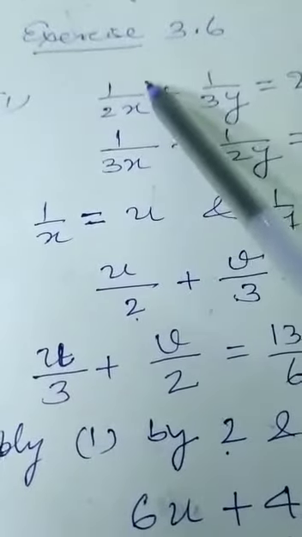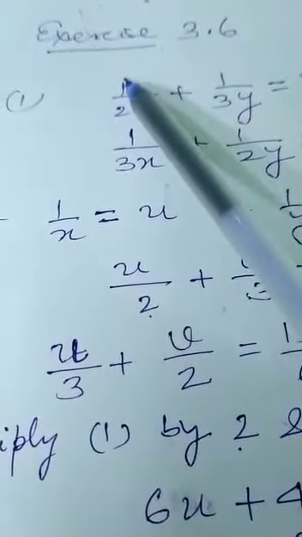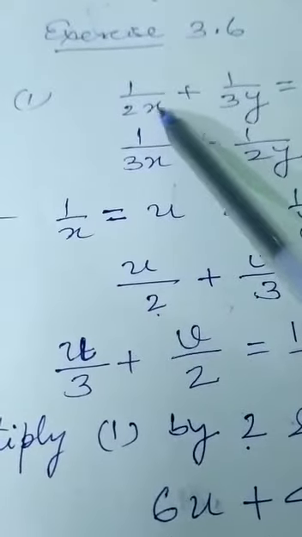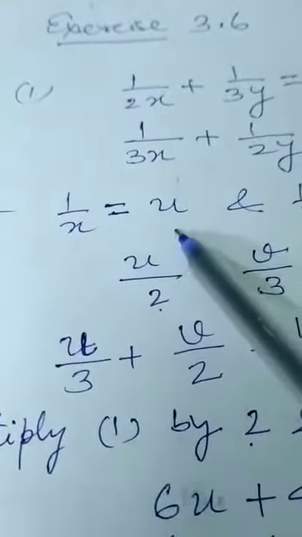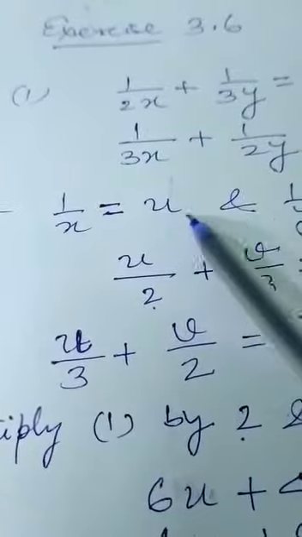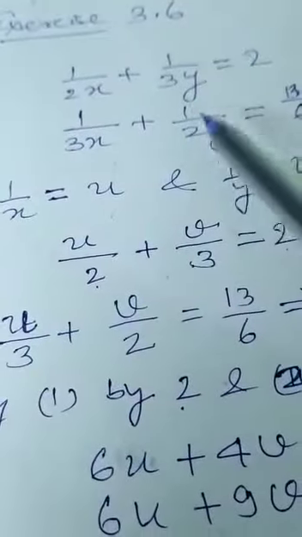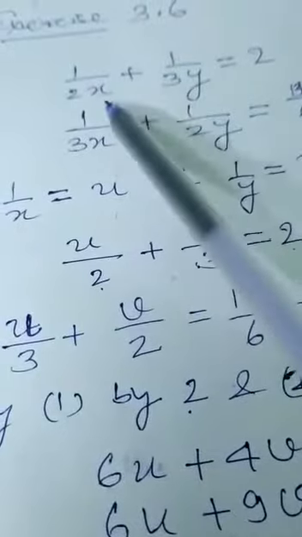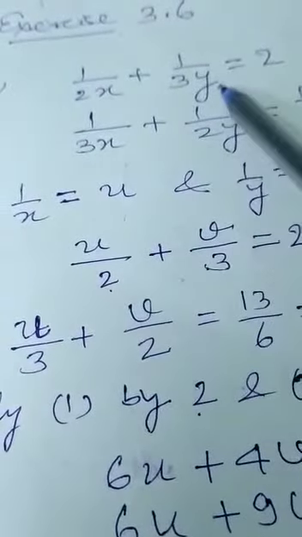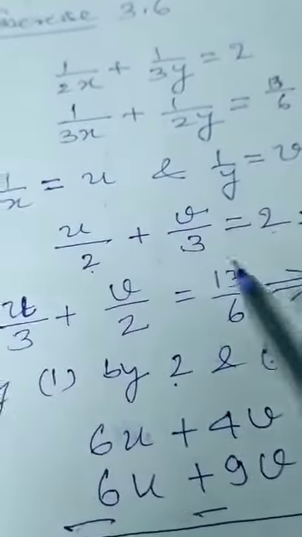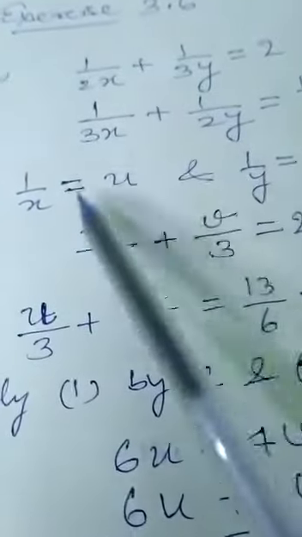Let 1 upon x, where 1 is in the numerator and x is in the denominator, be equal to u. Take another variable v. So 1 by x is equal to u and 1 by y is equal to v, because x is in the denominator and y is in the denominator.